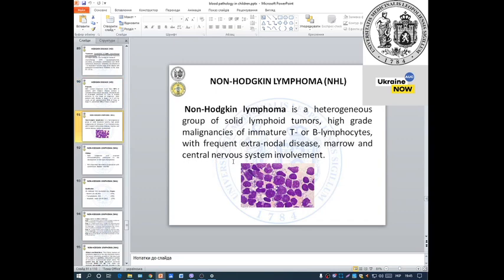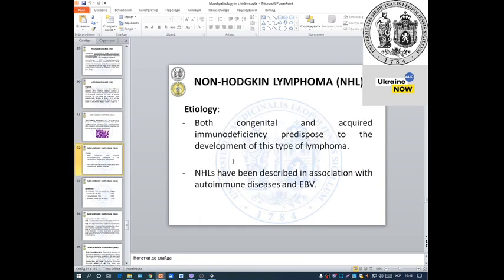Another type of lymphoma, non-Hodgkin lymphoma, is a heterogeneous group of lymphoid tumors, high-grade malignancy of immature T or B lymphocytes with frequent extranodal disease, marrow and CNS involvement. As etiologic factors for non-Hodgkin lymphoma are mentioned Epstein-Barr virus, association with autoimmune disease, and immunodeficiency.